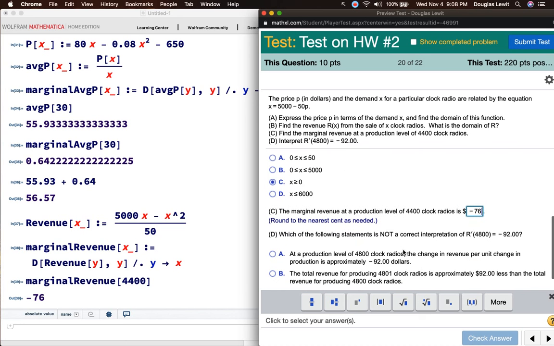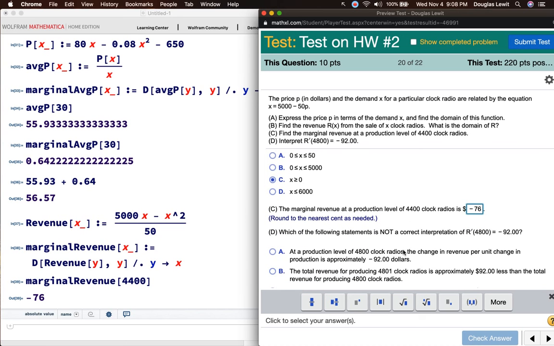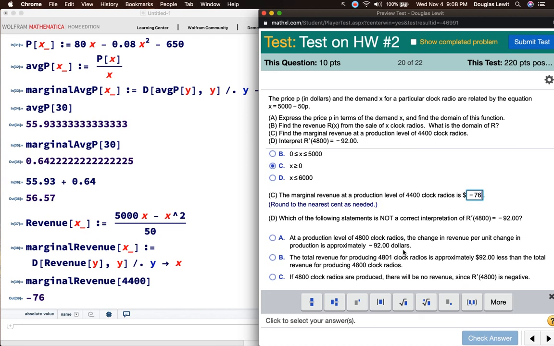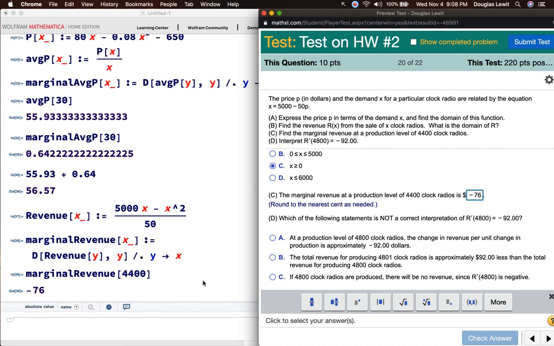Okay. Oh, you know what? They're giving you the answer. Okay, wait a minute. Oh, I see. They're using a different number over here. No wonder. Okay, let me check something right over here. So it says here, part D, which of the following statements is not a correct interpretation of the marginal revenue of 4,800 is equal to negative $92?